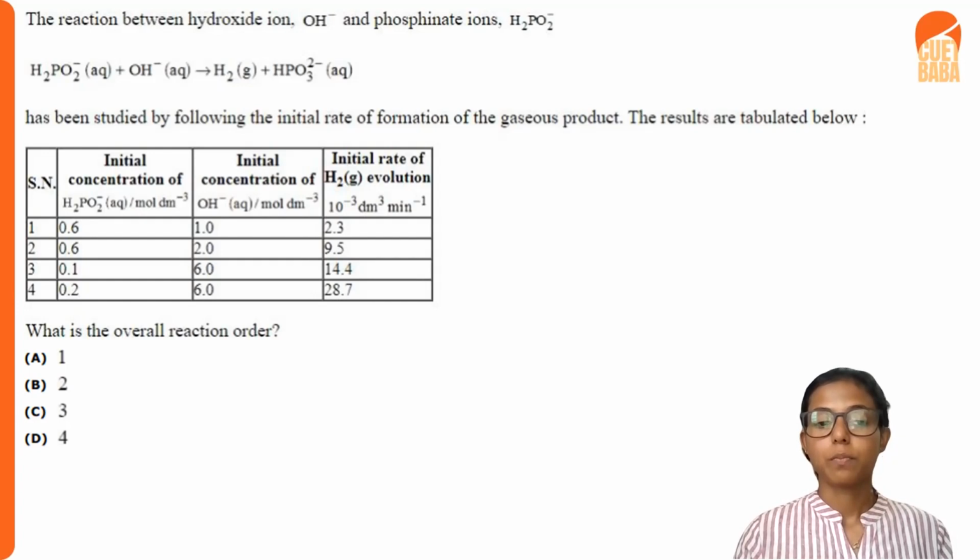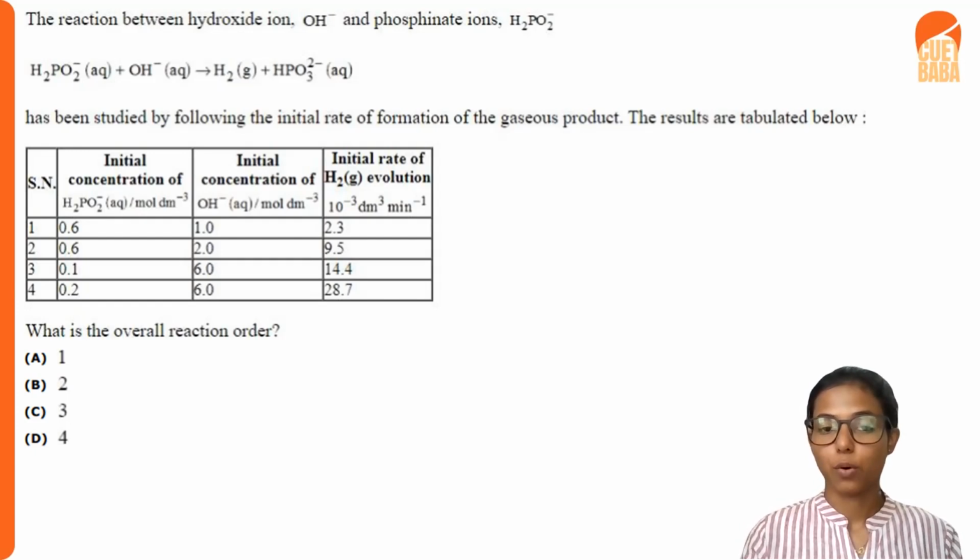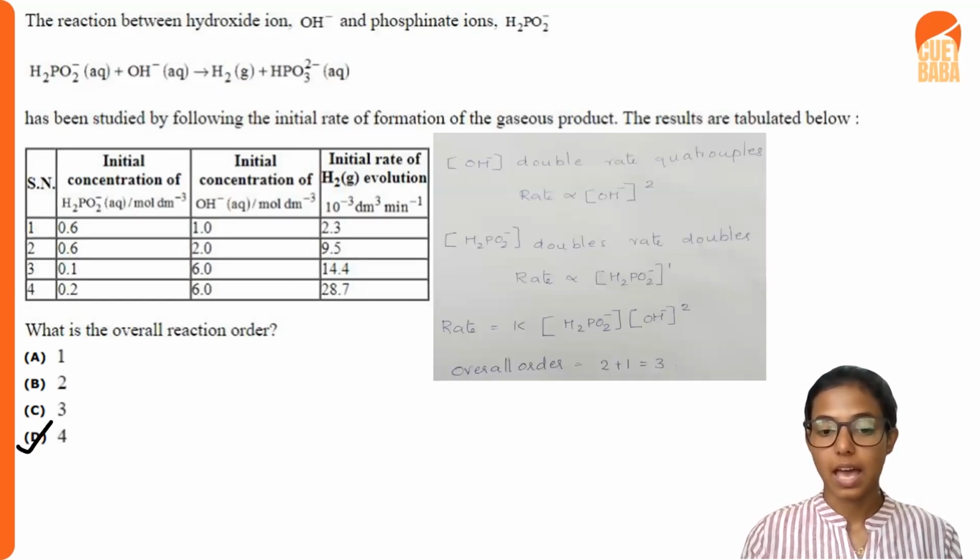So we want to find what is the overall reaction order. The reactants used here are phosphinate ions and hydroxide ion. We want to see how the concentration of these two alters the rate of the reaction. So what is the overall reaction order? Option A is 1, option B is 2, option C is 3, and option D is 4. We want to find which will be the right answer.